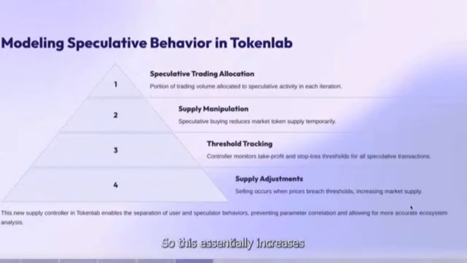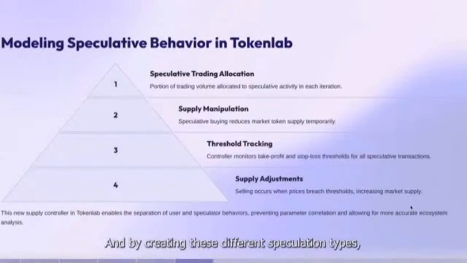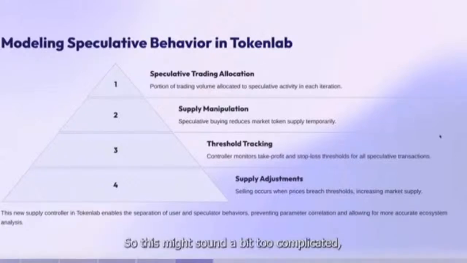This essentially increases the complexity of the price dynamics, because these agents remove tokens from circulation or add tokens to the circulation. And by creating these different speculation types, we can see how the price dynamics are affected. This might sound a bit too complicated, but you're going to see why we did this in a second.